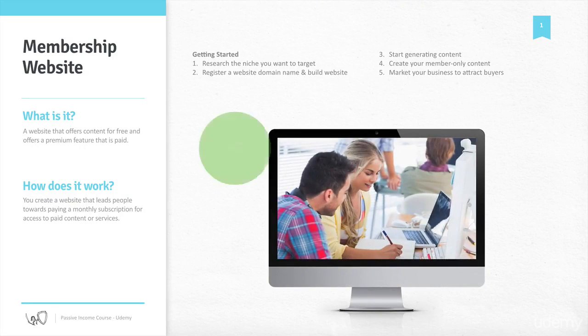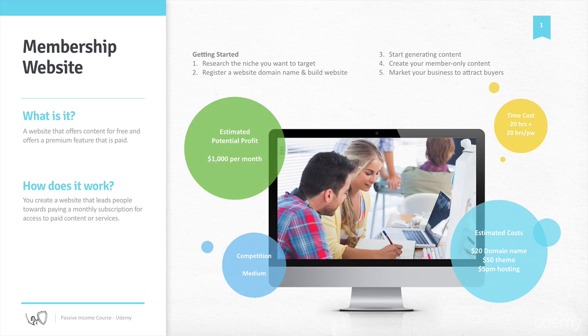In this lecture, we're going to be looking at starting a membership website. So what is it? A membership website is where you might have quite a bit of free content on your website, but you also have some premium features, some products, some information that is, I guess you'd say, behind a kind of locked door, which can only be entered by actually buying a membership. And they're often a pay per month kind of membership.